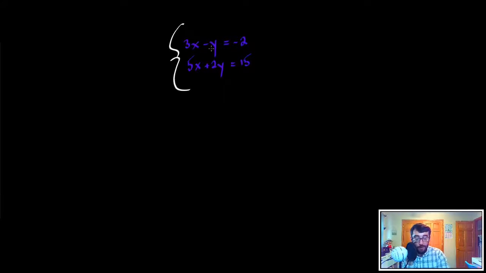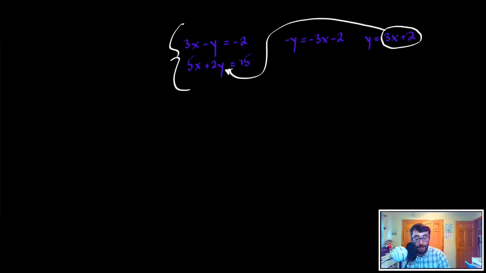So the first thing I would do is I would move the 3x over. So I'd have negative y is equal to negative 3x minus 2. And then I would divide each side by negative 1 to make this y is equal to 3x plus 2. Okay, and there we go. We have y solved for, so now we can use substitution. I'm going to take this 3x plus 2, which is what we got for y. We know y is 3x plus 2, and I'm going to substitute that in for y in the other equation.